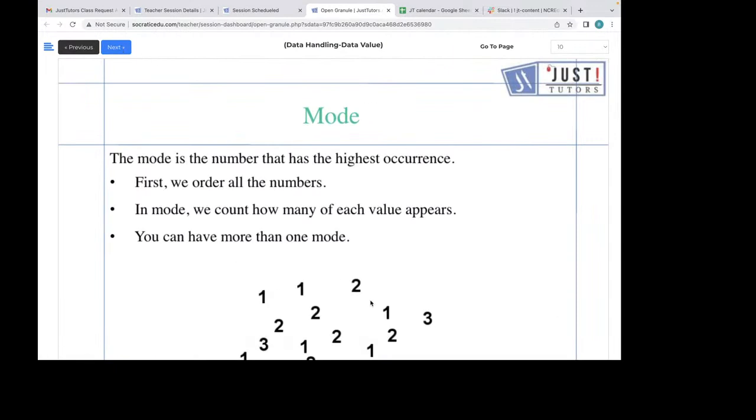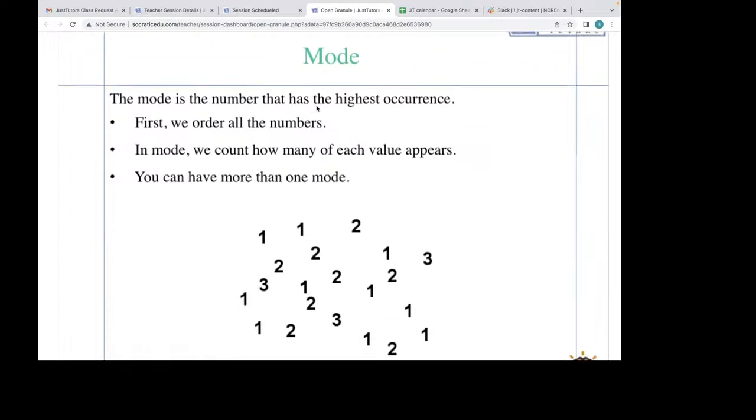Now let's move on to the next central value, that is mode. The mode is the number that has the highest occurrence, that has occurred the maximum number of times. The one that occurs most often will be the mode. First we order all the numbers.